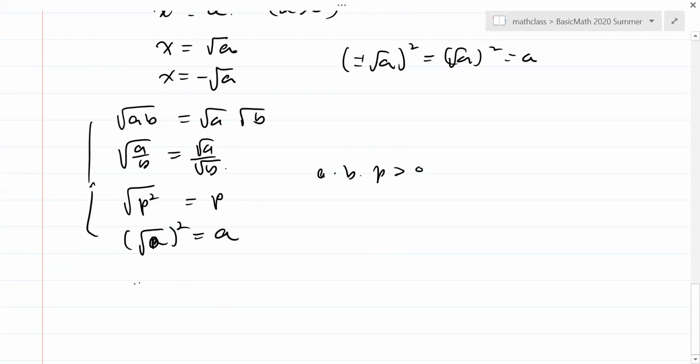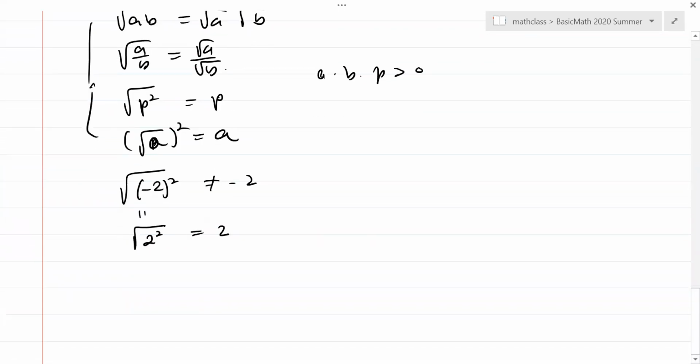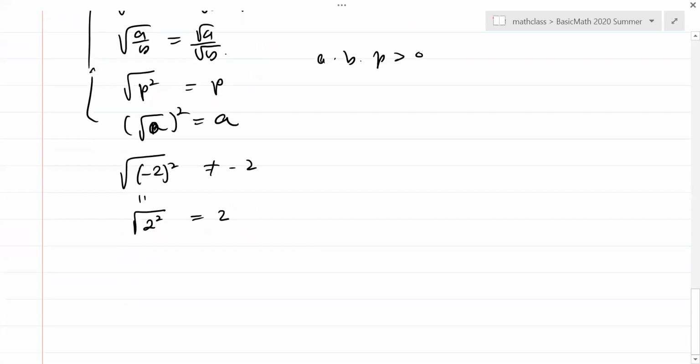If p is not positive, what happens? The square root of negative 2 squared is not going to be equal to negative 2, right? You know that, right? This is actually the square root of 2 squared, which should be equal to 2, not negative 2. Right. So after we understand this stuff, then we can solve the following problem.